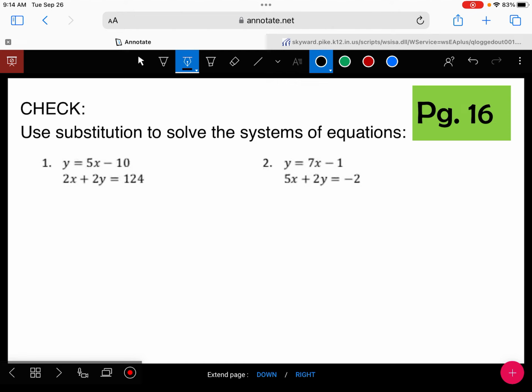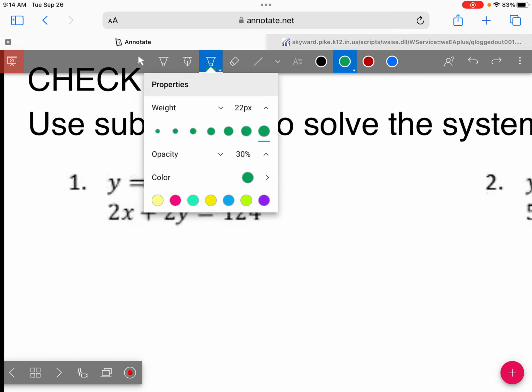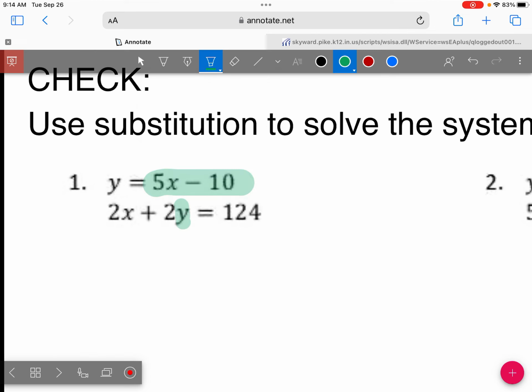Let's go ahead and look at the same page. Let's look at this next one. We're going to do substitution. Do you see how this says y equals? I'm going to substitute 5x minus 10 in for y. That's what I'm doing. I'm taking that green package and putting it in my second equation where there's a y.